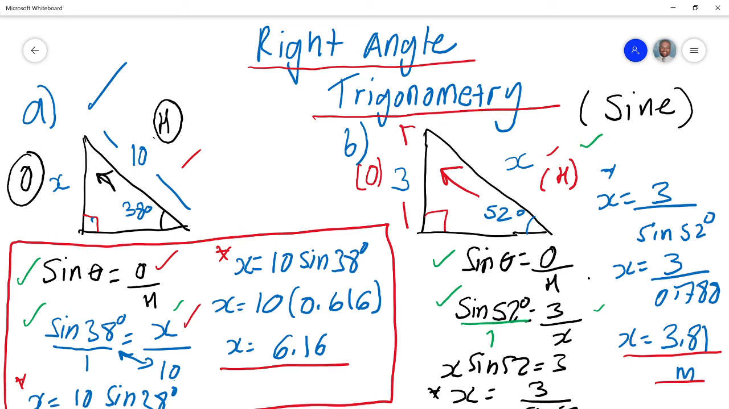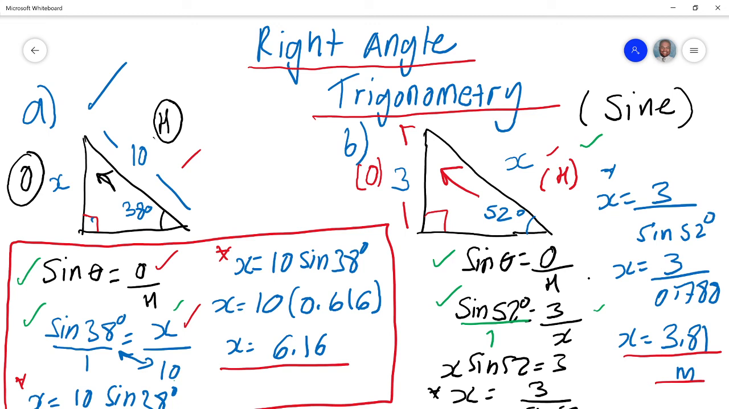And it makes sense because x is your hypotenuse, and like we said before, your hypotenuse is the longest side of a right angle triangle, so the value of x has to be greater than 3, which it is because it's 3.81.